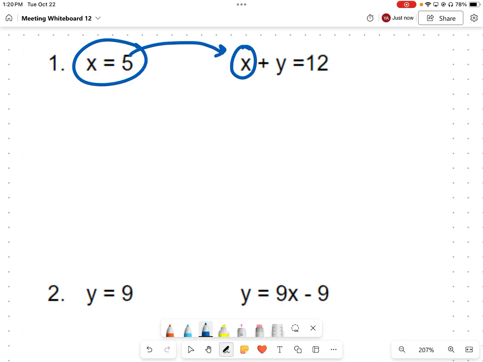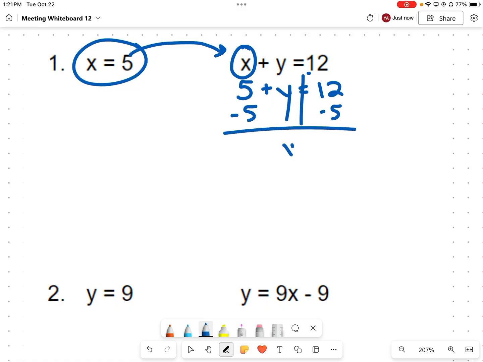So I have x plus y equals 12. I'm going to substitute in 5 for x. So it's 5 plus y equals 12. Then we're going to solve it out. Well, we could kind of do this in our head. 5 plus what is 12? 7, right? 7. So the way we solved that is by, in our head, subtracting 5. And we were able to say y equals 7. Circle it.